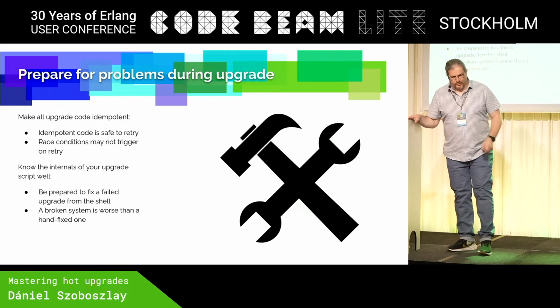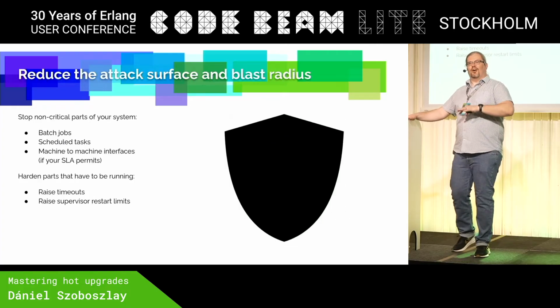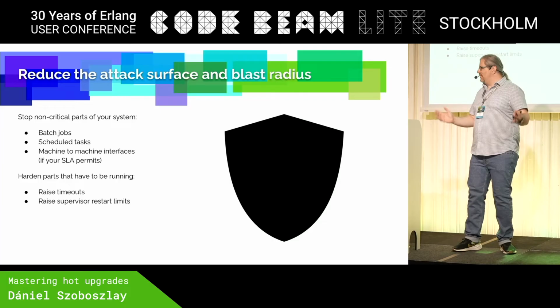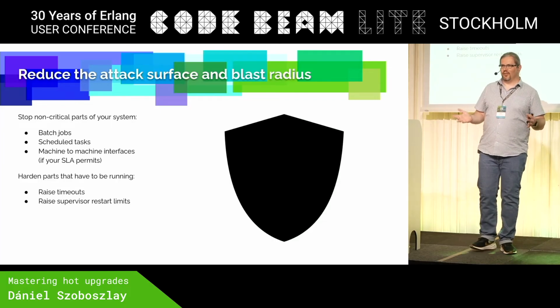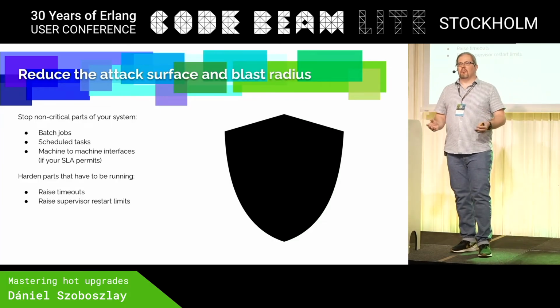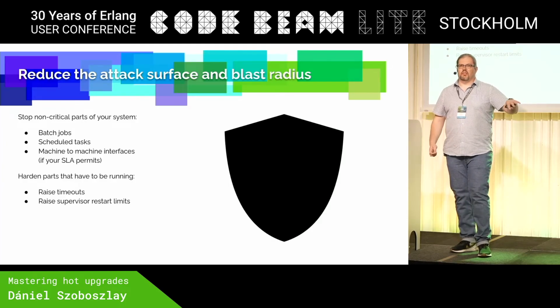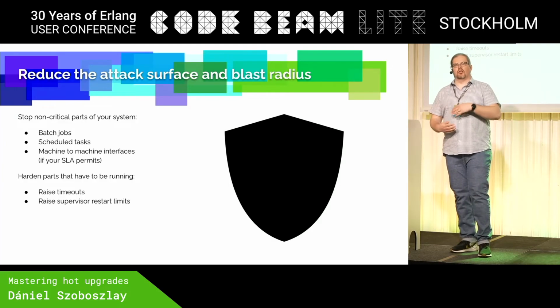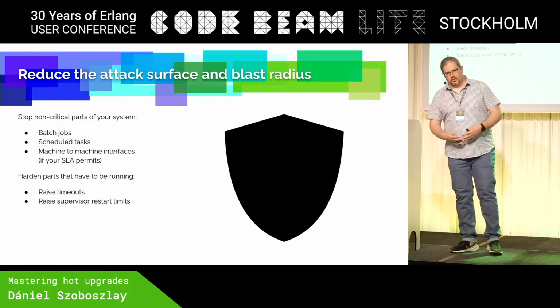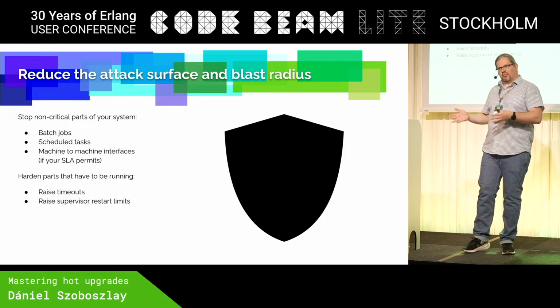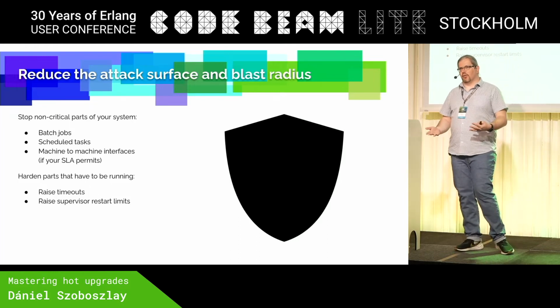By the way, do you know what is the best way to avoid errors during hot upgrade? Is to not do any hot upgrades at all, which is only half a joke. What I really want to say is that you should try to reduce the attack surface for these race conditions. Because you can probably have a lot of non-critical parts of your system that you can simply stop. You don't have to run Kafka consumers, batch processing tasks, cron-like scheduled things. They can safely be stopped for the couple of seconds that it takes to upgrade to the new version.